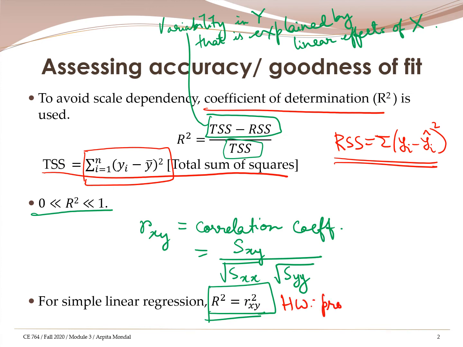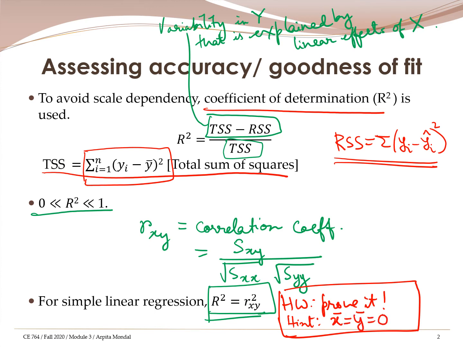Homework, prove it. And again a hint: in order to prove it, for simplicity, you may assume that x bar equals y bar equals 0. Of course, this holds true when they are not 0 also, but it will be easier for you to prove it if you assume that the average of x and average of y both are equal to 0. So this is how we assess the goodness of fit of a simple linear regression model.